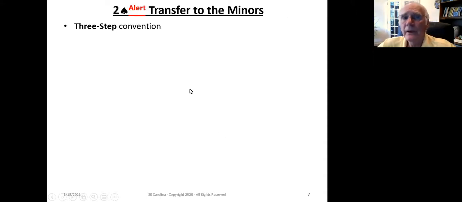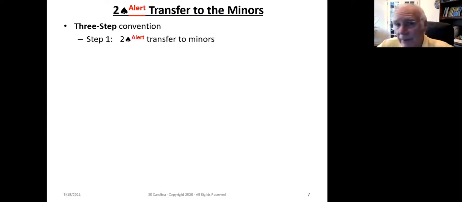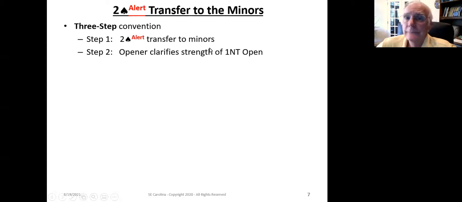All right, let's look at the mechanics of the 2 spade transfer convention. Now, this, as opposed to the previous one we talked about, the 2-step conventions, this is a 3-step convention, and I'm going to explain why in a second. The responder to initiate the transfer to the minor bids 2 spades. Easy enough, because we've got 2 clubs for Stayman, 2 diamonds and 2 hearts for Jacoby transfer. Now we've got 2 spades for the transfer to the minors.